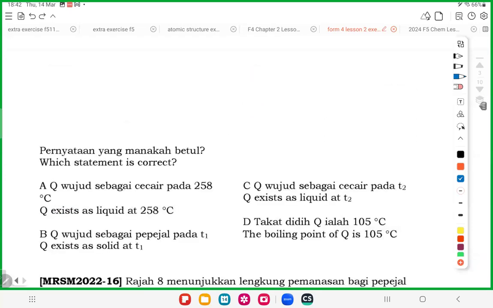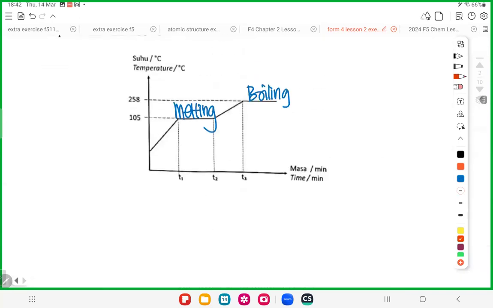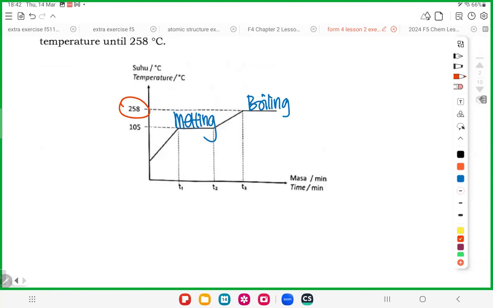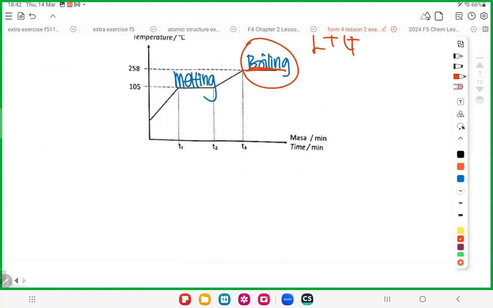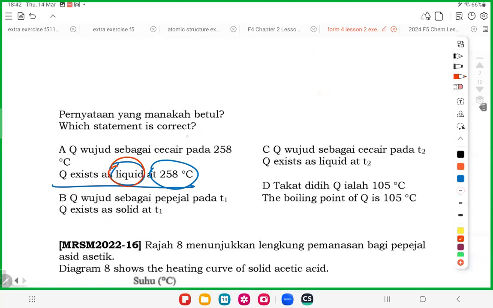Which of the statements is correct? Q is liquid at 258 degrees Celsius. Let's look at 258. 258 is right on the horizontal line, boiling. When boiling is ongoing, you always have two states, liquid and gas. But they say only liquid, so that is nonsense.